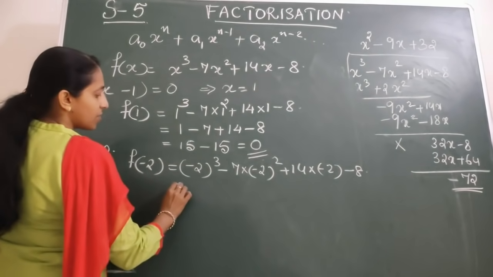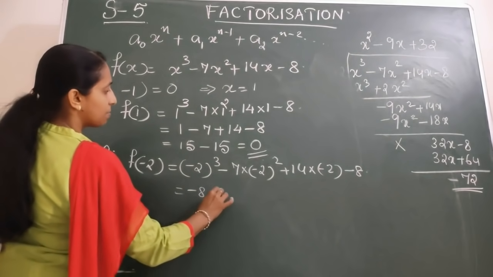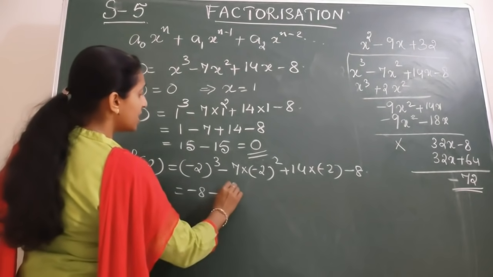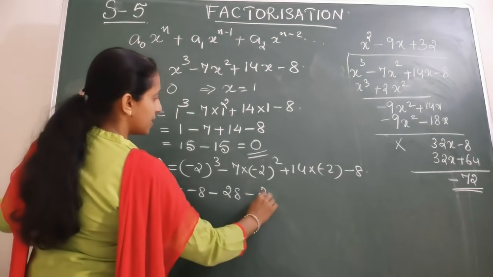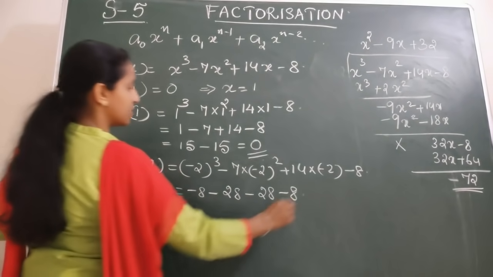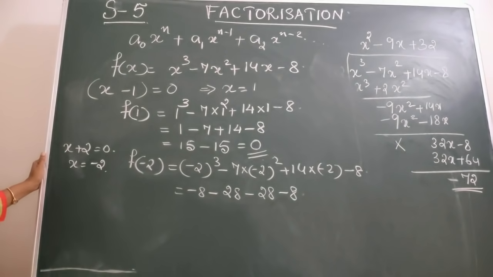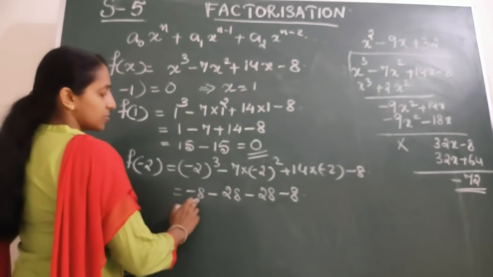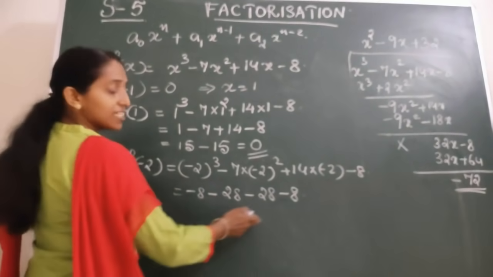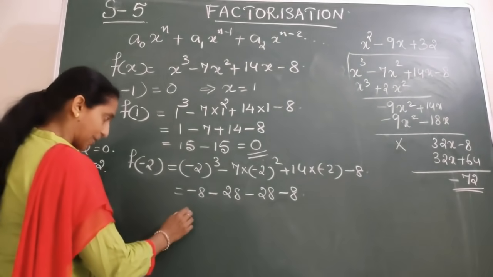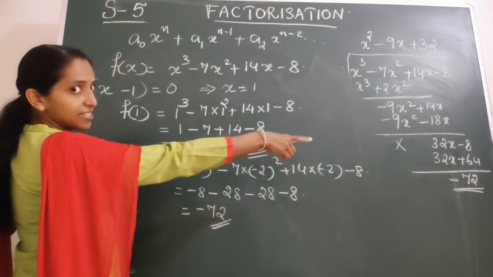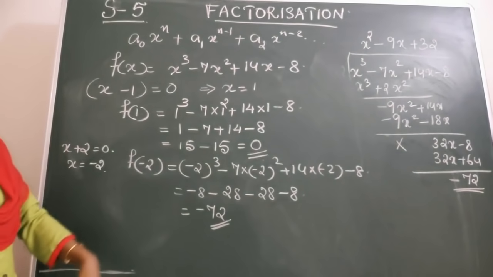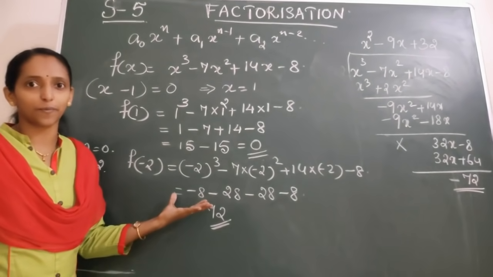After simplification, what will you get? Minus 8 minus 28 minus 8. Right? So 28 minus 36, minus 36. What will you get? Minus 72. Did you get the same remainder? Minus 72. So this is a short method.